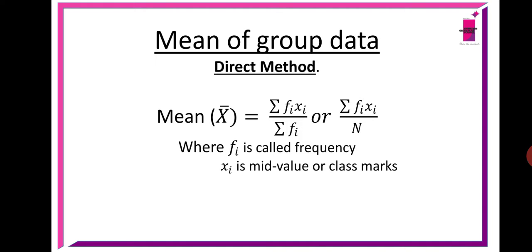Here sigma fi can directly be taken as n also, that is the total number of frequency. fi is called frequency in this formula, and xi is the mid value or class mark of that particular class.